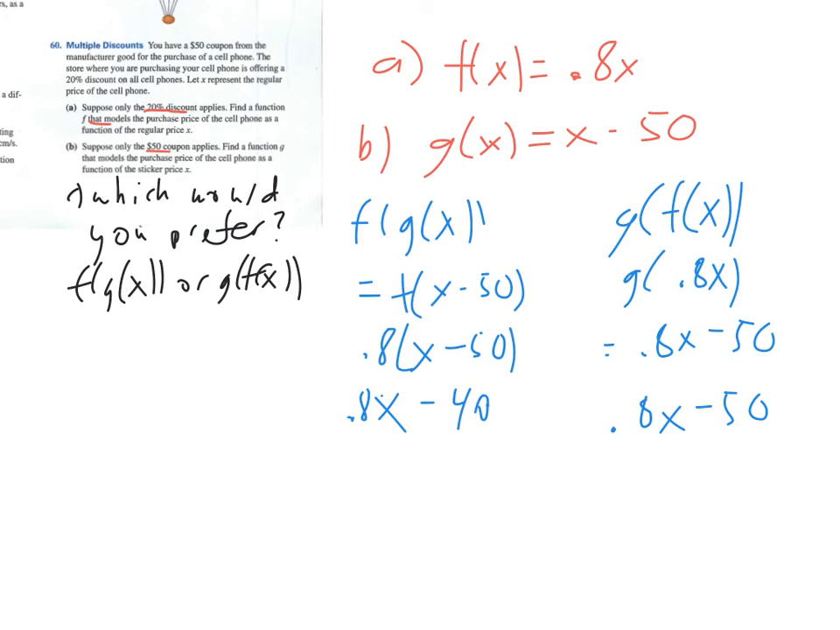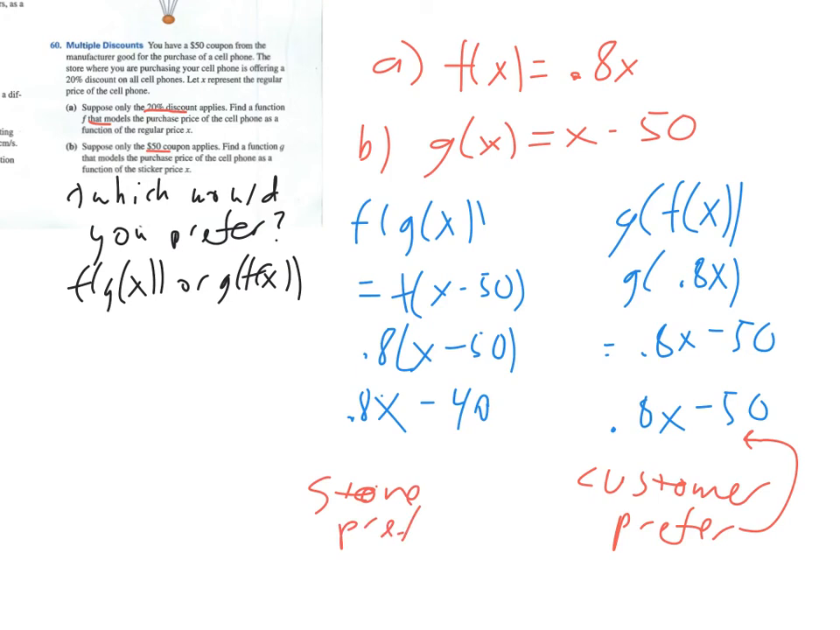So I could make up a random number here for x, but I think it's pretty clear to see here. If I was the customer, kind of depends who I was, but if I was the customer, I would prefer this order. Because you can see that they're going to multiply the price by 0.8 and then subtract 50 because of the order in which they did it. Now, if I was the store, I would actually prefer this method because that would mean that I would be charging the customers more, so I would make $10 more.